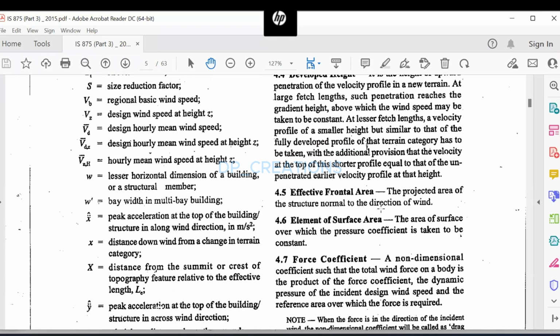This is very important: effective frontal area. The projected area of the structure normal to the wind direction is your effective frontal area. That means here height will come into the picture.